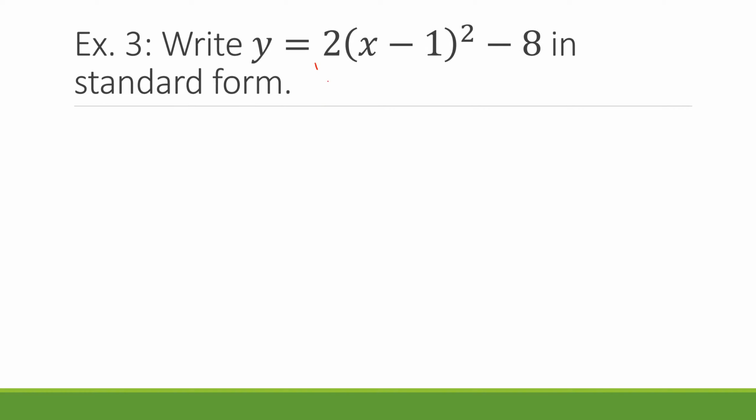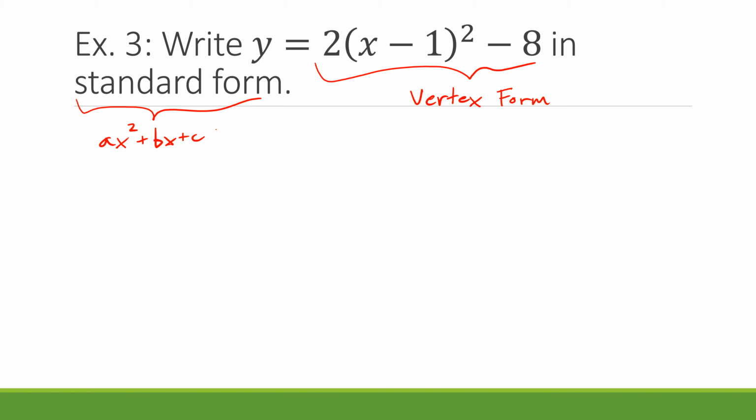This guy is in vertex form right now. Vertex form is very useful for graphing. I think it's far easier for graphing than standard form, but sometimes we want things to be in standard form. Like for example, if we're using the quadratic formula, we need it to be in standard form. Remember, standard form is ax squared plus bx plus c, and clearly vertex form is not standard form because I have some parentheses. How can I make it in standard form?